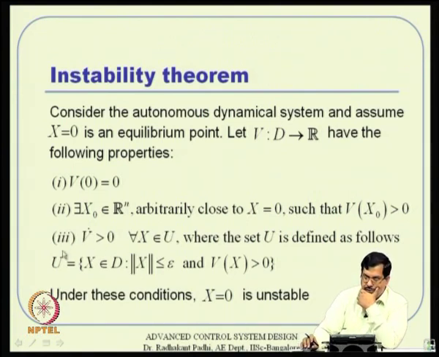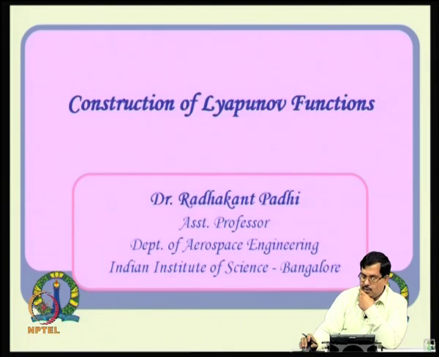So, what you want to show is, V dot is greater than 0 in this particular set. Okay. So, x belongs to this domain D such that norm of x is less than or equal to epsilon and V of x is positive. In this particular set, if you show that V dot is positive, it is sufficient to tell that the system is actually unstable. Okay. So, under these conditions, it turns out that x equals 0 is unstable.